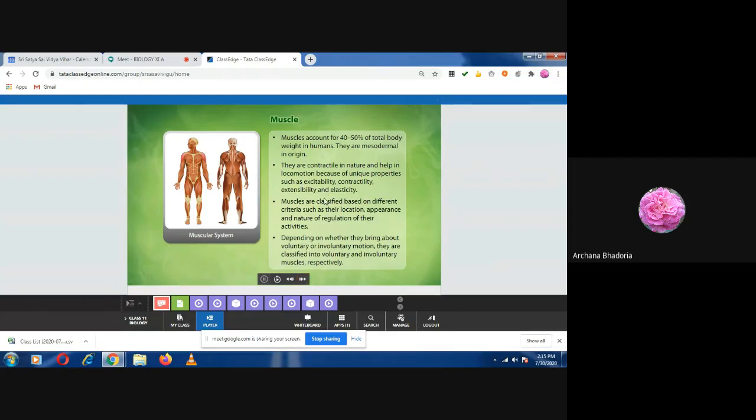So, can anyone name the three types of muscle fibers? Raj will name.